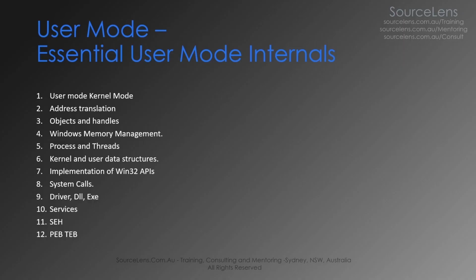So we have seen process and threads. We will see some more details of process and threads when we discuss the kernel in the kernel mode sessions. Now, kernel and user data structures. We have seen the user data structures, which are PEB and TEB. I would like to restrict my discussion to PEB and TEB here in this user mode internals part. And we will see a couple more important data structures like EPROCESS, KPROCESS, KTHREAD, ETHREAD, etc. when we discuss the kernel.